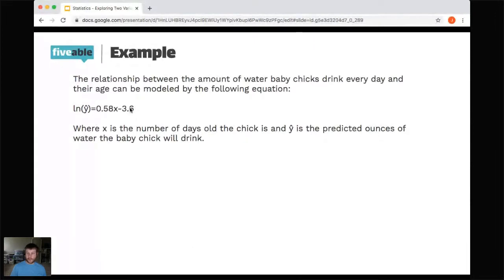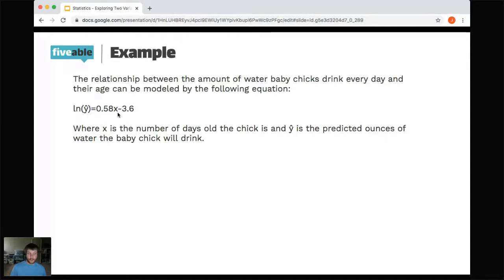Day 1, day 2, day 3, day 4, the x's are staying as is. And then our y, we're taking the natural log of that. So if we had a baby chick at 1 day old and tracked how much water they drank, we would take the natural log of the amount of water they drank.